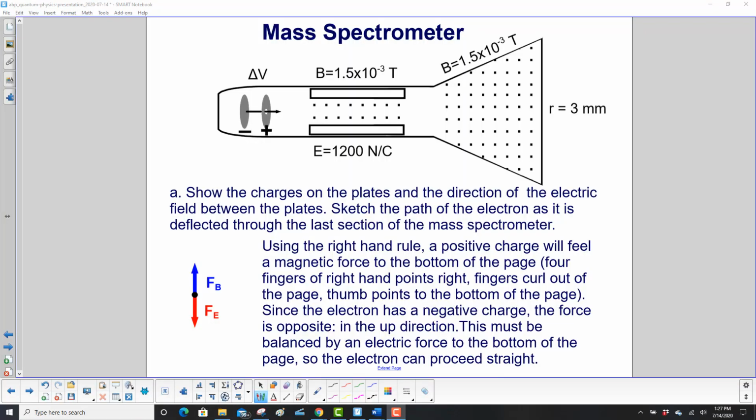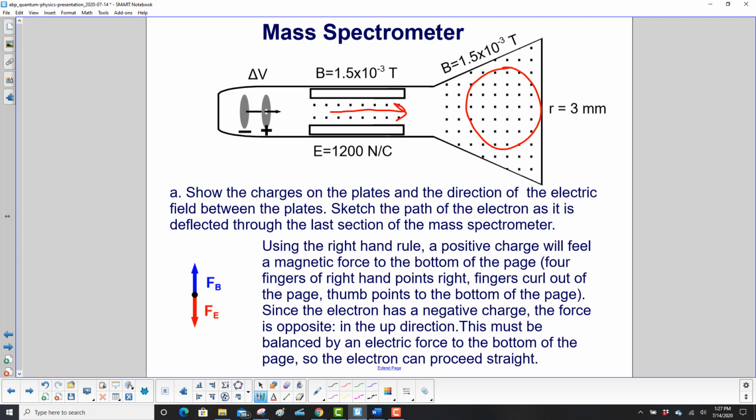Show the charges on the plates and the direction of the electric field between the plates. Sketch the path of the electron as it is deflected through the last section of the mass spectrometer. That's this area here. So we have our electron going like this, and we're going to use the right-hand rule. A positive charge will feel a magnetic force to the bottom of the page. You point your four fingers of the right hand to the right, the direction the charge is moving.